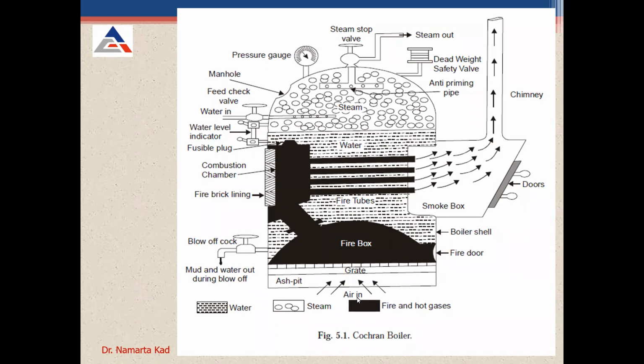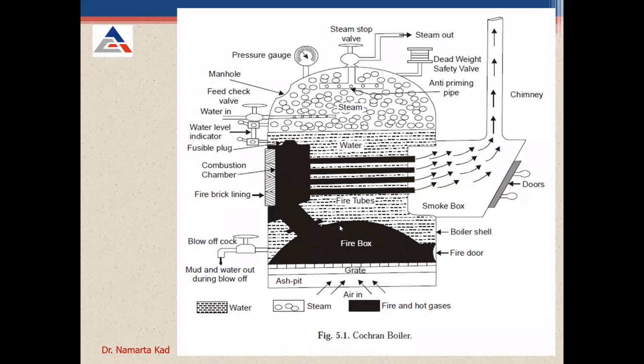And see here the different parts starting from this lower portion. Here is the ash pit, there is the grate. What is the function of the grate? The grate is to hold the fuel, that may be coal or any other type of fuel. The coal is placed here on the grate, and when the coal starts burning, the ash is collected in the ash pit, and the air is blown from here downwards, so that it helps in the fire process.